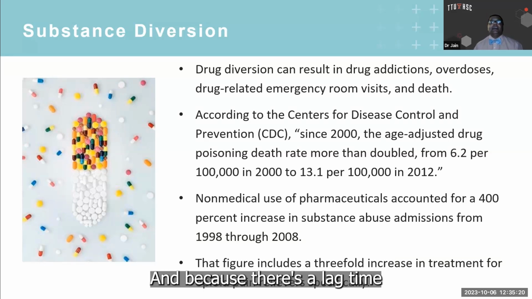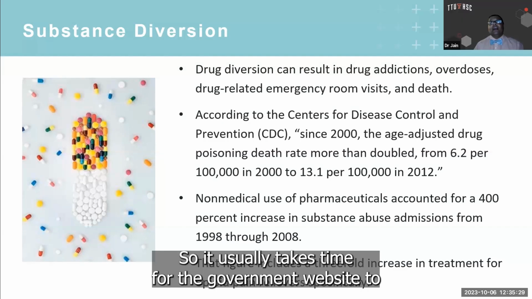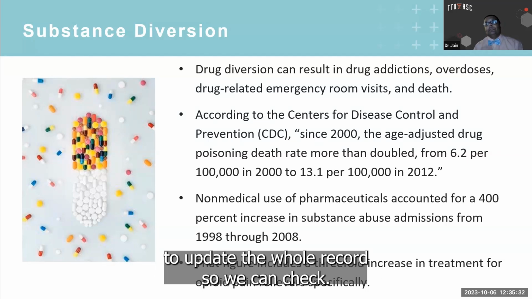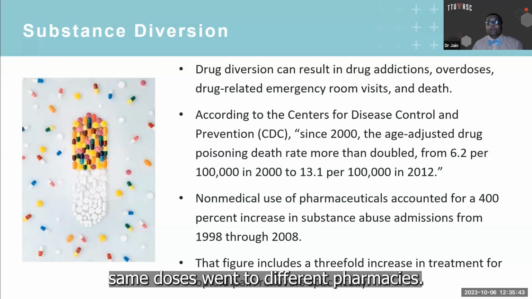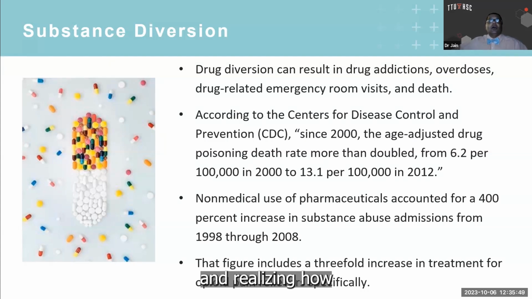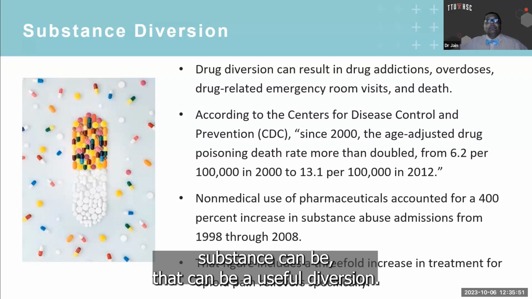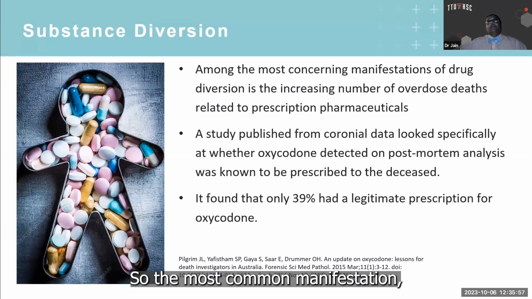And because there's a lag time in the update of the government website, right? So it usually takes time for the government website to update the whole record so we can check. So this patient was getting two prescriptions filled, same doses, from two different pharmacies. So they're becoming more sophisticated, and they're realizing how substances can be used for diversion. It can be anything, right? So the most common manifestation, obviously, is overdose death.